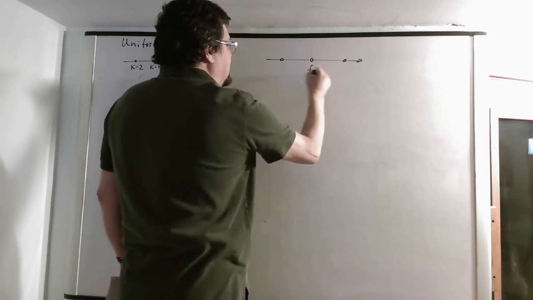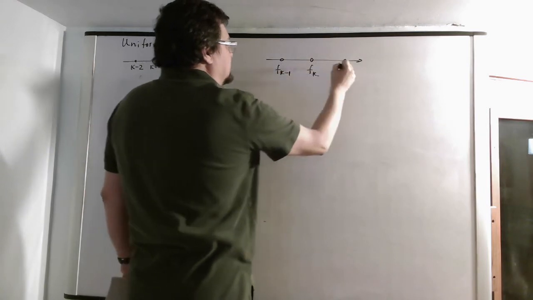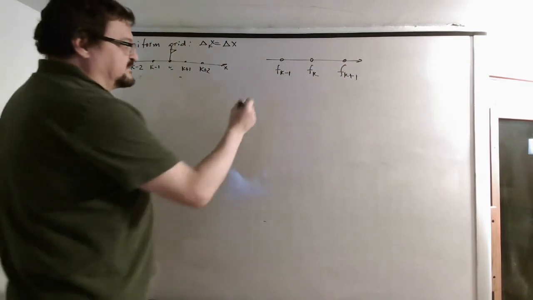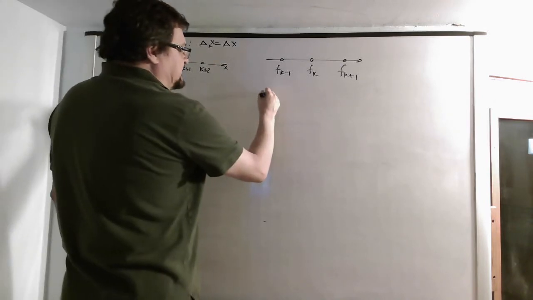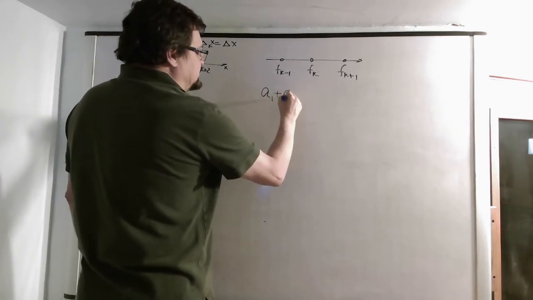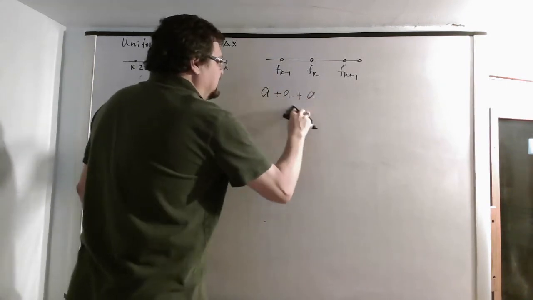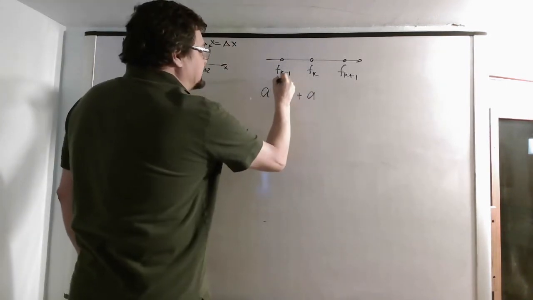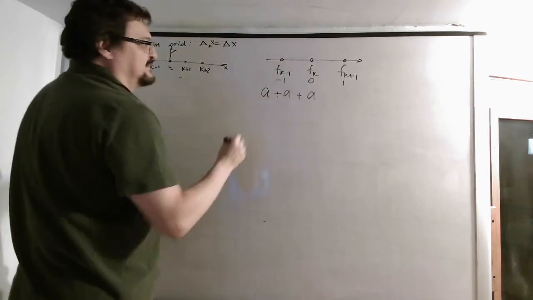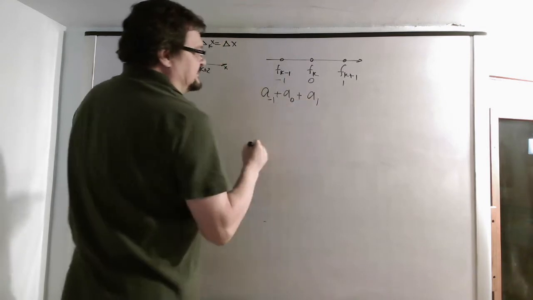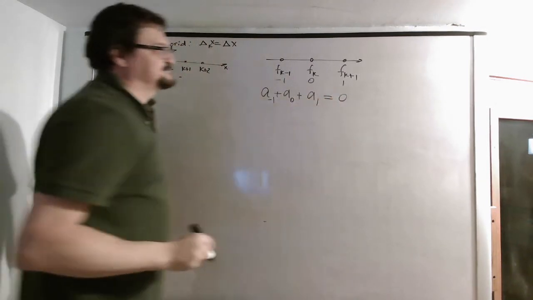So we have f_{k-1}, f_{k+1}. So let's use our rules. It means that a_{-1} plus a_0 plus a_1 equals 0, with m being -1, 0, 1.